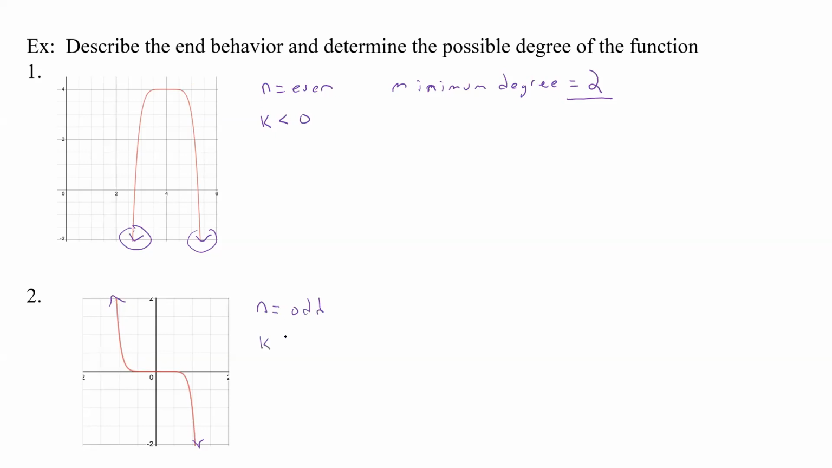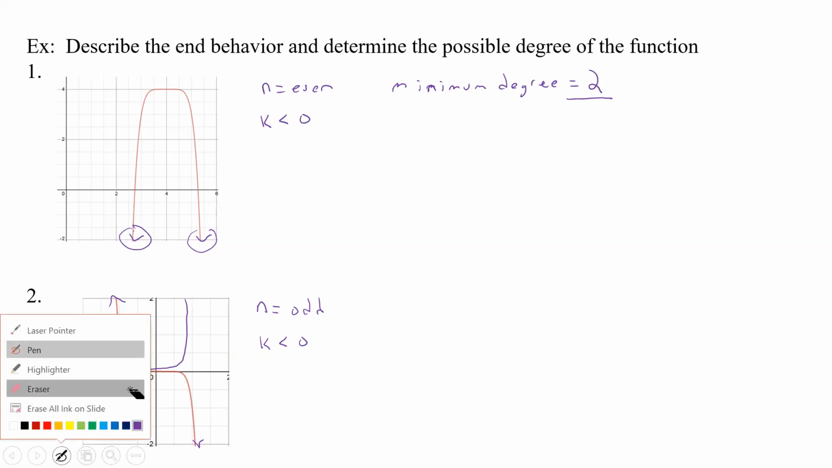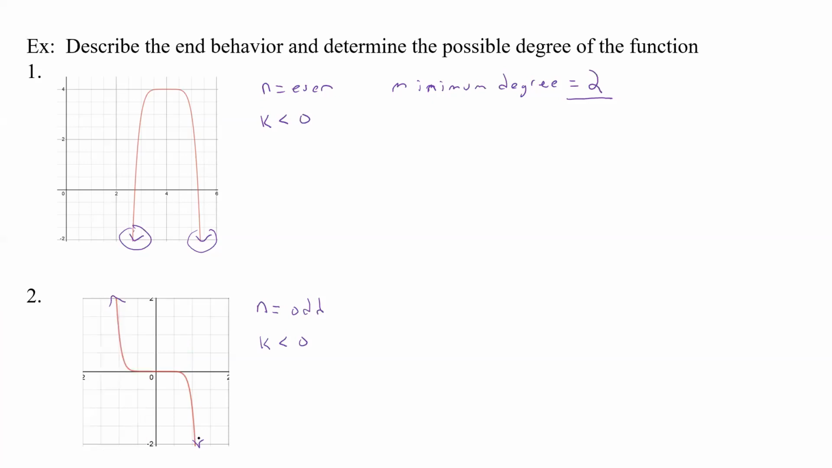Well, we know k also in this case is going to be less than 0, because normally it would come down and then it would go over and come down again if it was positive, but it's negative, so it's going to go the opposite direction. So let's go ahead and erase my extra line there. And so we know that that's going to be a negative. So here, the minimum degree is going to be equal to 3.